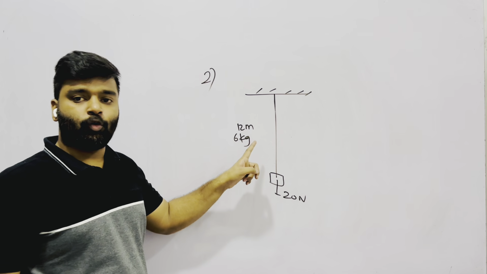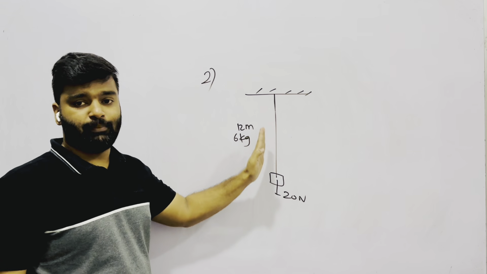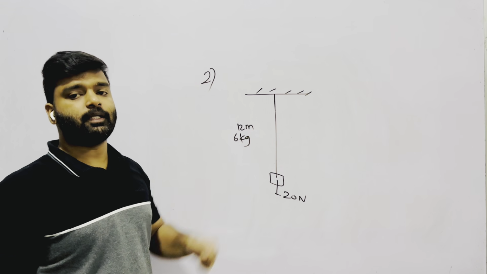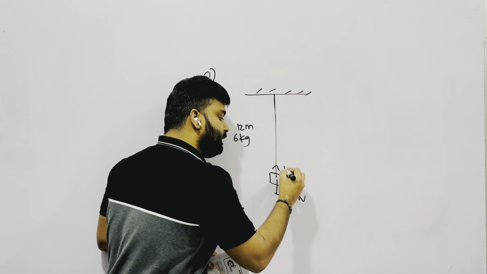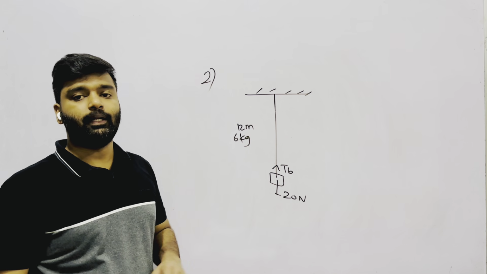Usually, if the rope is light, the tension will be the same along the string. But it has a mass. Therefore, tension at the bottom is not equal to tension at the top. If you find the tension at the bottom, for the equilibrium of the bottom block, TB is equal to 20.